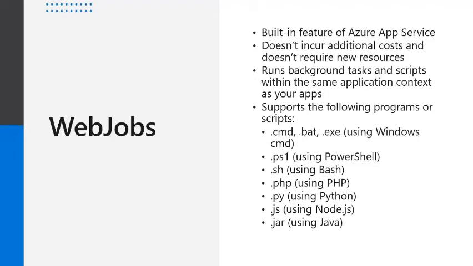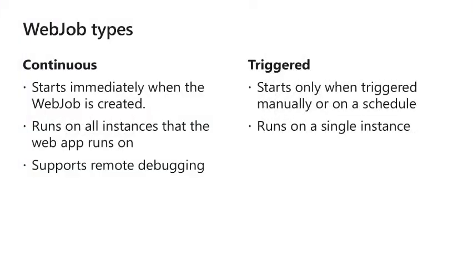It runs background tasks and scripts within the same application context as your apps. Doesn't incur additional cost and doesn't require new resources. And it's the built-in feature of app service. So for the web job types, you have continuous and you have triggered.